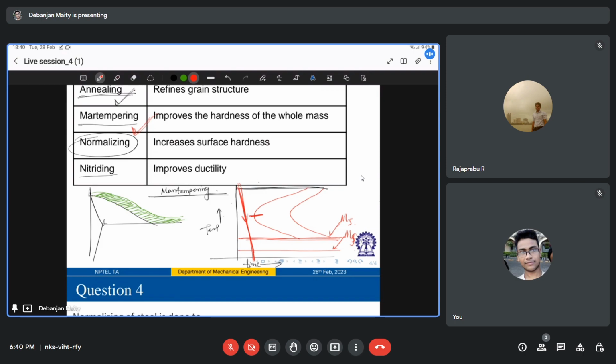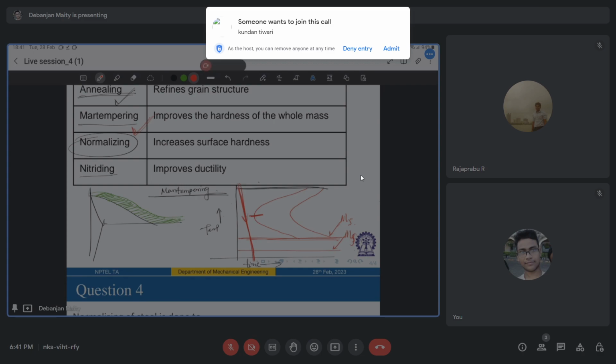So martempering cannot prevent this volume change. This is inevitable in any kind of hardening treatment. However, it can help to reduce the distortion happening during the larger cooling rate.